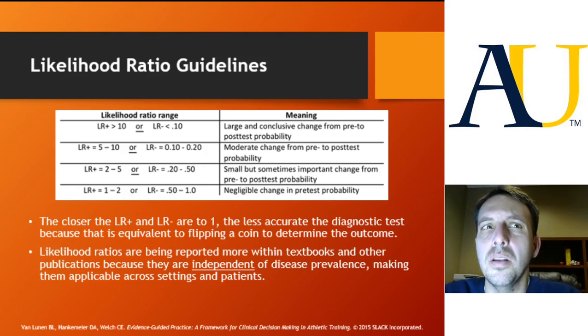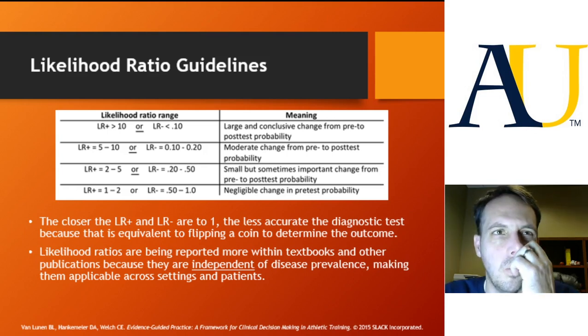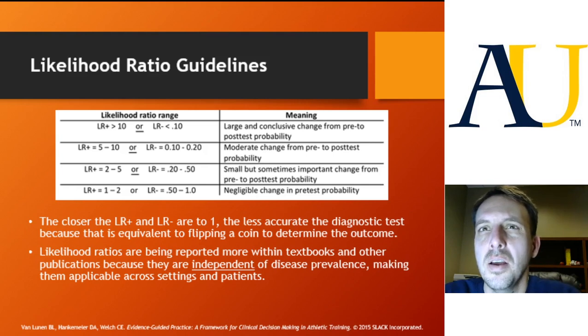Whereas if we have a low positive likelihood ratio in the area of 1 to 2, or a negative likelihood ratio in the area of 0.5 to 1, the pretest probability shouldn't change at all, because the test is not going to help us differentiate those.